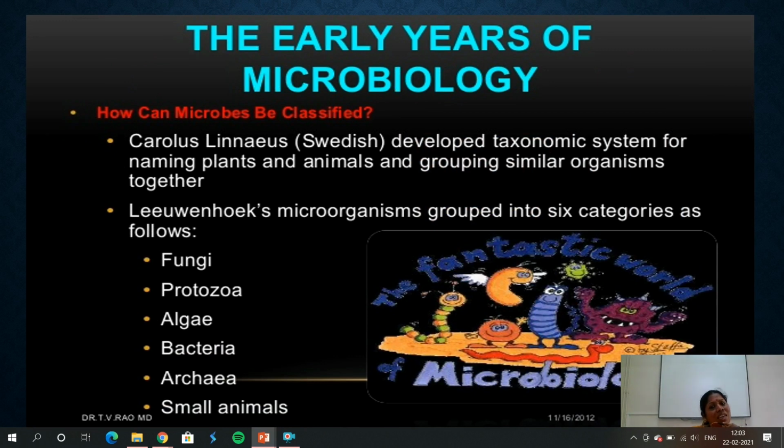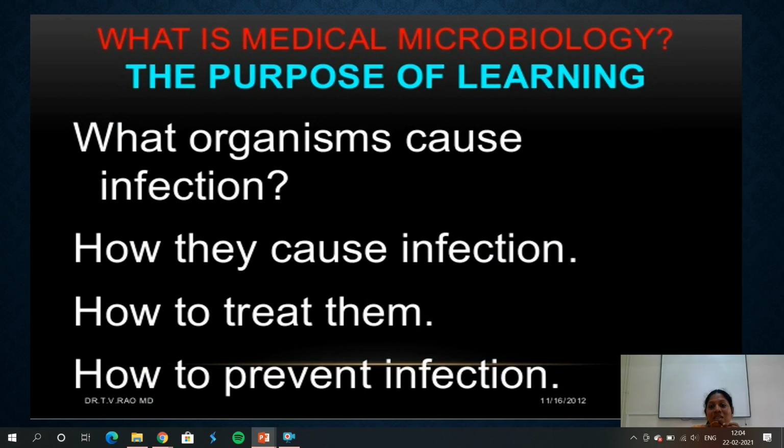Let us go on with the early years of microbiology. How can microbes be classified? Carolus Linnaeus, a Swede, developed a taxonomic system for naming plants and animals and grouping similar organisms together. Leeuwenhoek's microorganisms were grouped into six categories: fungi, protozoa, algae, bacteria, archaea and small animals. And you can see a beautiful picture depicting the fantastic world of microorganisms.